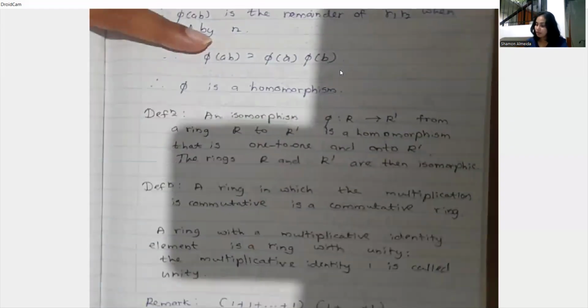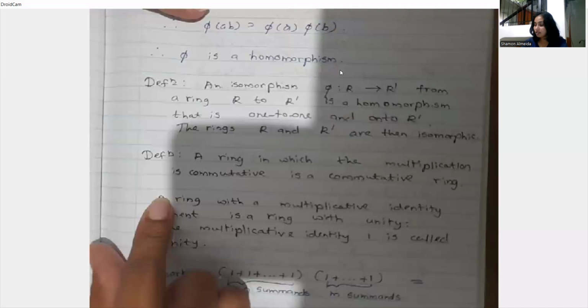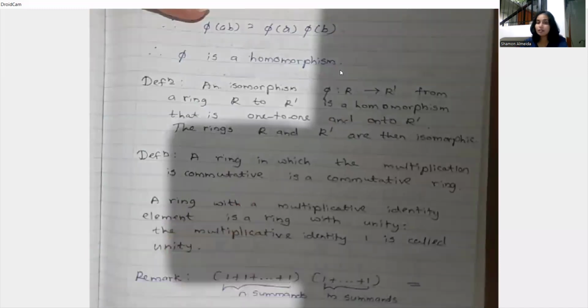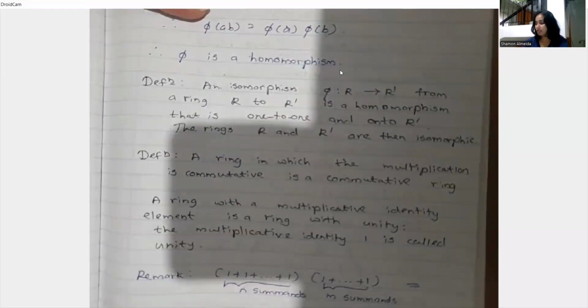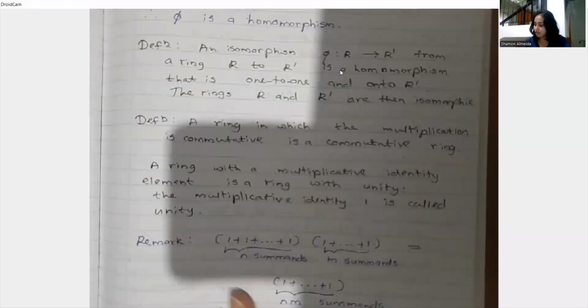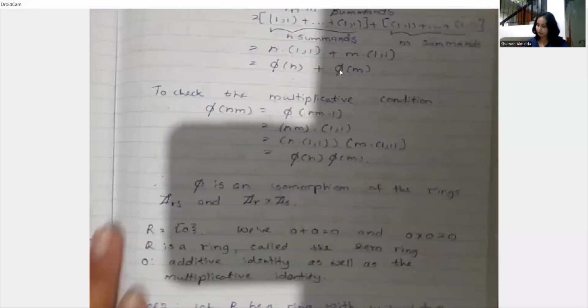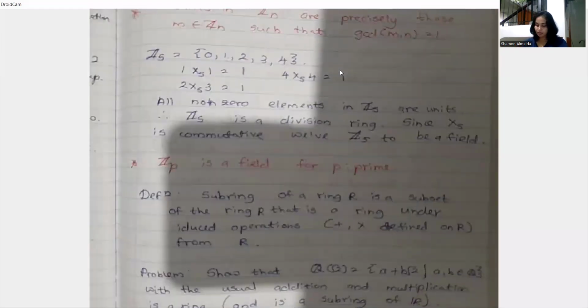Then a ring where the multiplication is commutative is called a commutative ring. So when you say a ring is commutative, what we mean by that is that the multiplication is commutative. And then this one is what we call the unity, in other words, the multiplicative identity of the ring R. And these are some of the problems and definitions that we covered.